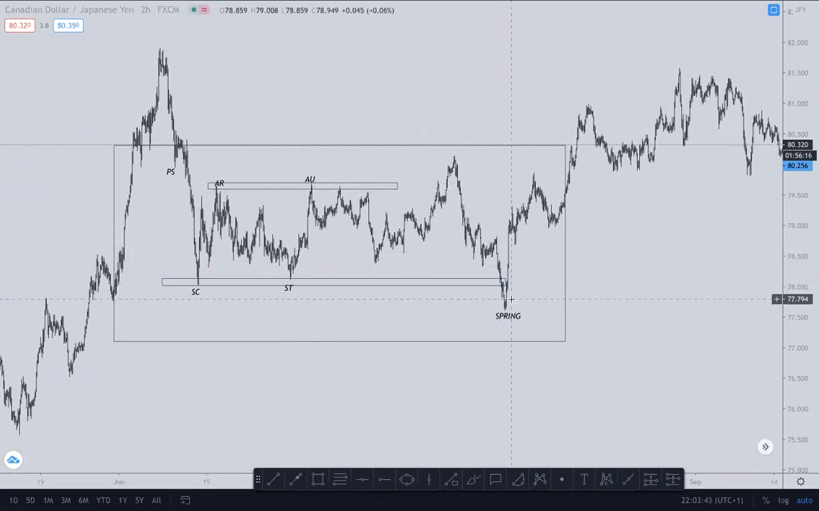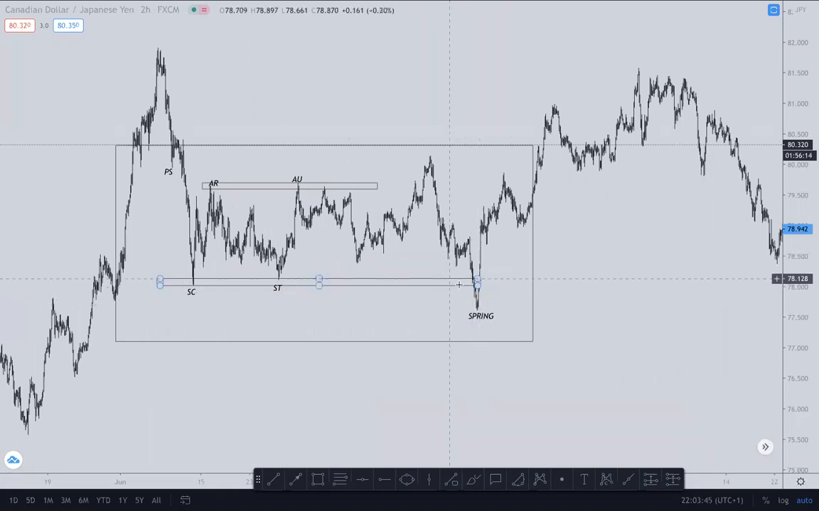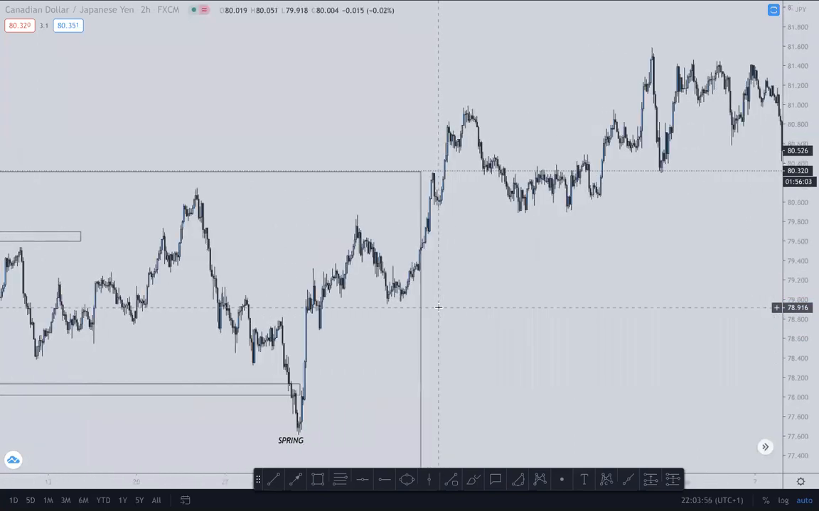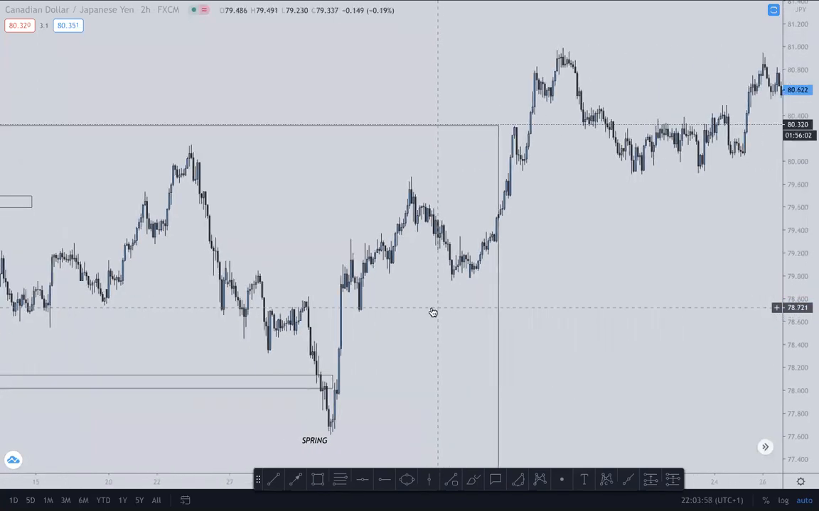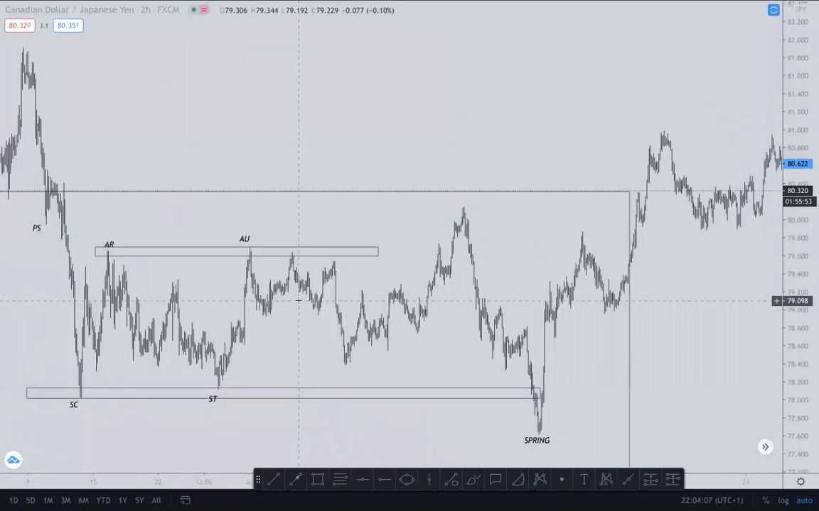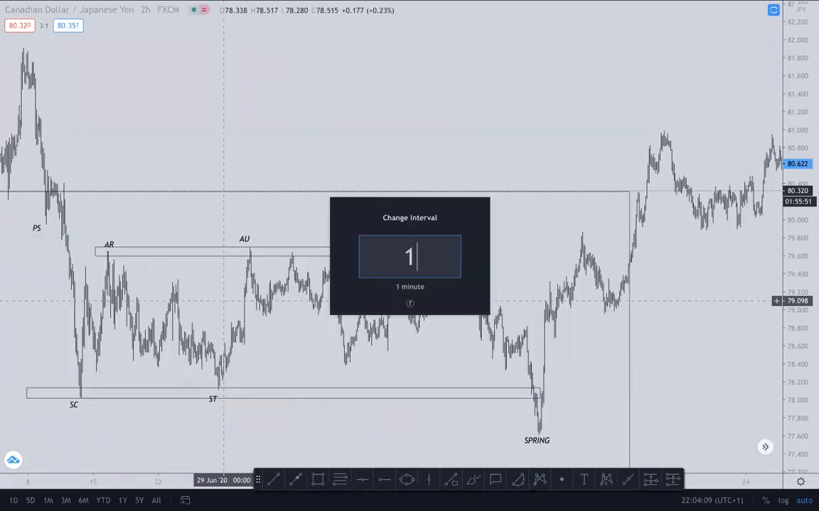And look at what the spring did. We got the spring nicely created that took away the liquidity underneath here. Straight away, price shot up. What did it do? Went straight to get us the break of market structure on this time frame. However, let's move small time frame and see.